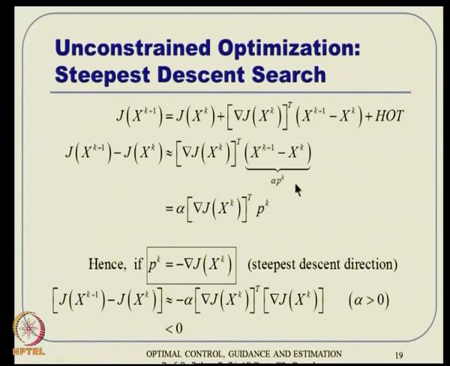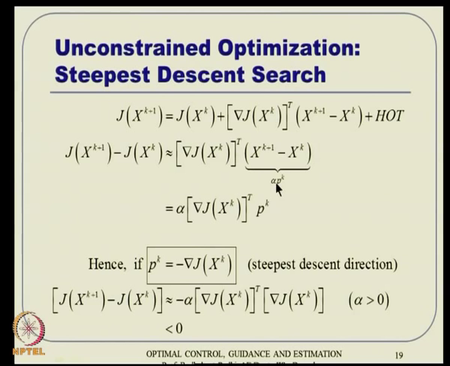And then we saw that the very first thing that comes to mind is steepest descent search, and this is very intuitive as well. All that you do is expand J of x k plus 1 about J of x k in Taylor series. Then neglect the higher order terms, keep only the first order expansion up to the gradient term, then it turns out that J of x k plus 1 minus J of x k is approximately equal to that actually.